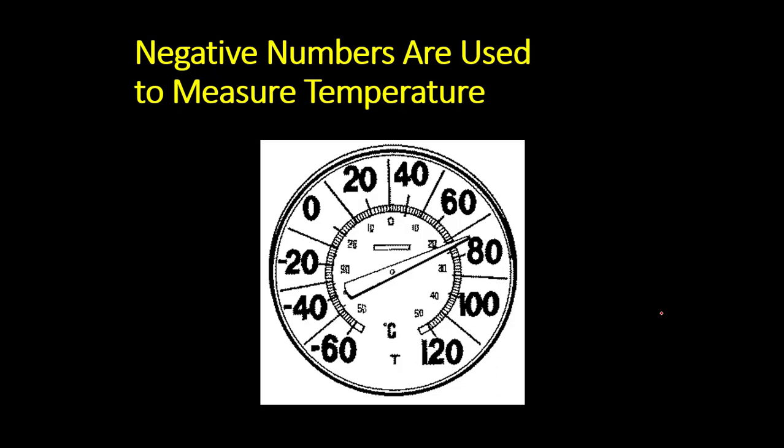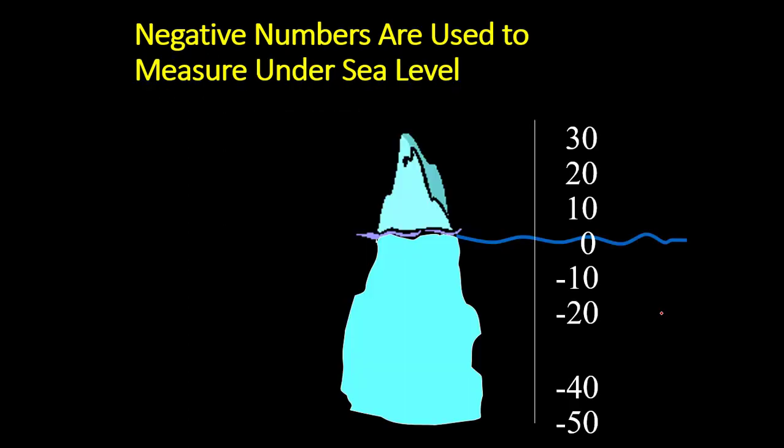Now, use of integers. Here, negative numbers are used to measure temperature. Similarly, negative numbers are used to measure depth under sea level.